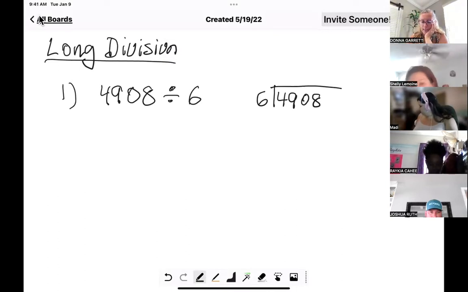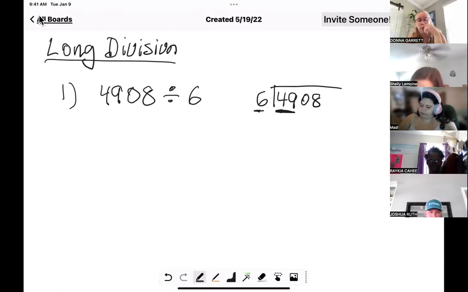How many 6s go into 4? A 0, right? So I'm going to skip that. How many 6s go into 49? So now you have to know your timetable pretty well. So I know 8 times 6 is 48. So I'm going to put 8. Now, really important, we divided by 49, so that 8 has to go on top of that 9.